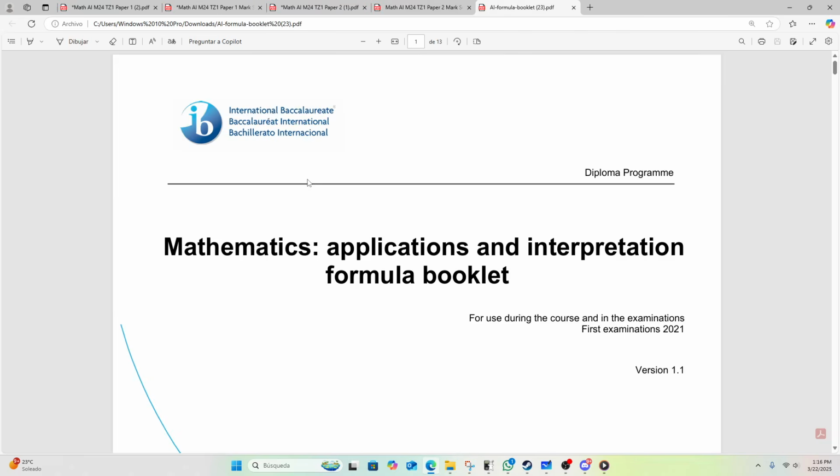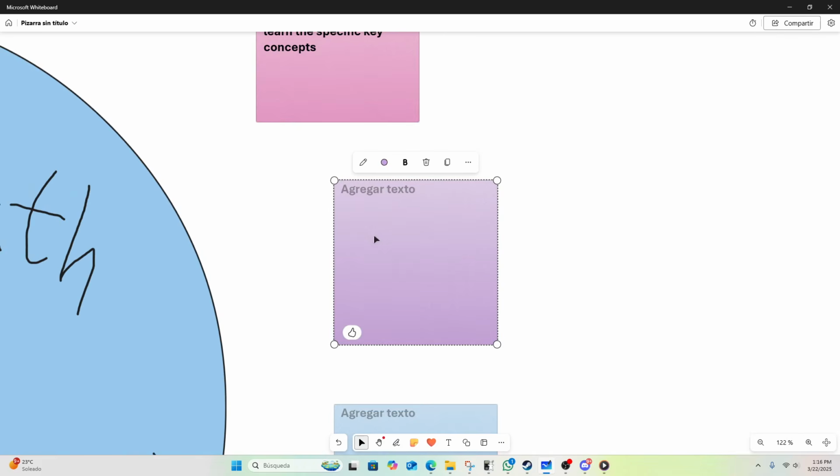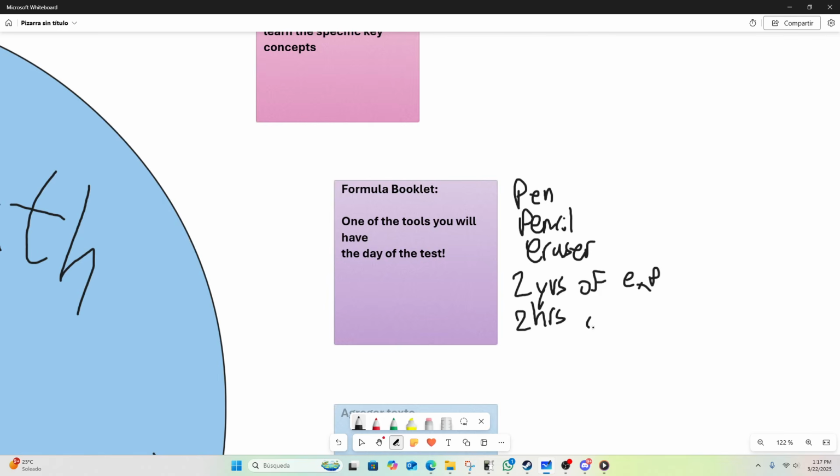Why is the formula booklet so important? The formula booklet is so important because it is one of the tools you will have the day of the test. The day of the test, you're going to be walking in with a couple of things: a pen, a pencil, an eraser, 2 years of experience of this thing called a B, 2 hours of sleep, and now the two most important tools, I think.